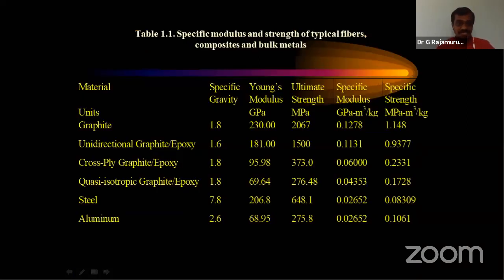And this is the chart which tells you the specific gravity and different mechanical properties like Young's modulus, ultimate strength, specific modulus, and specific strength of different composite materials. It may be fiber matrix composites, or it may be steel based or aluminum based metal matrix.